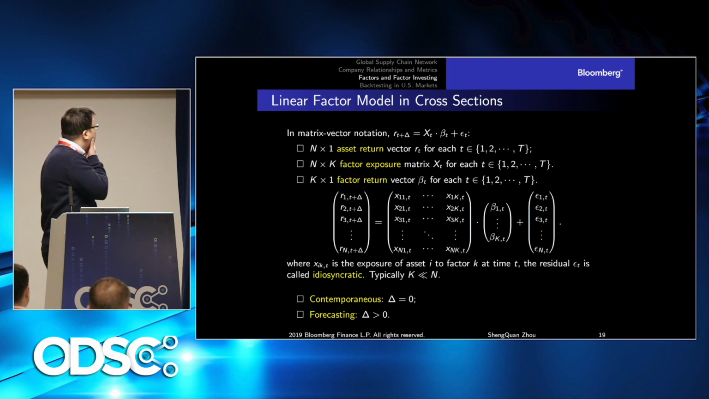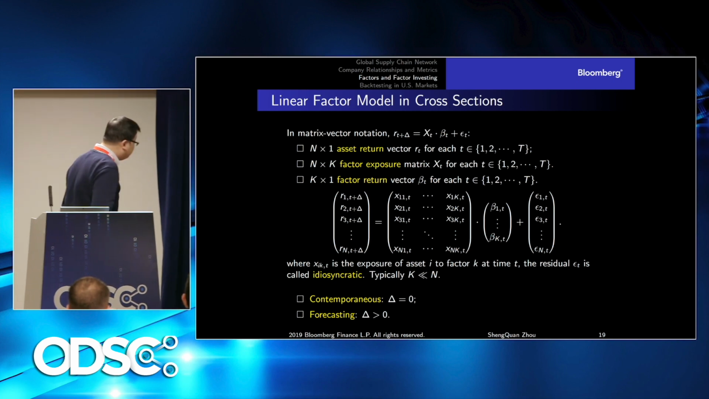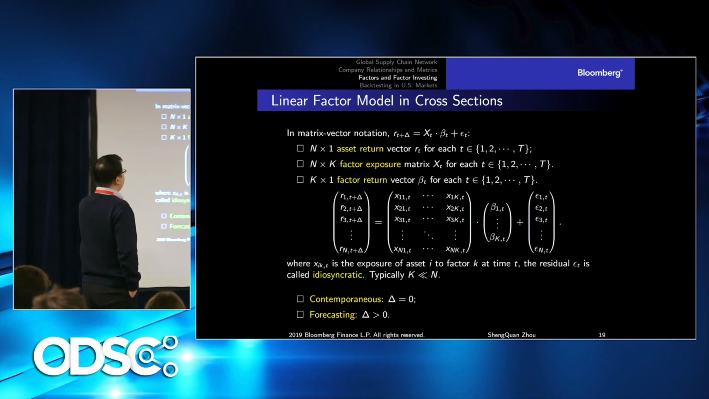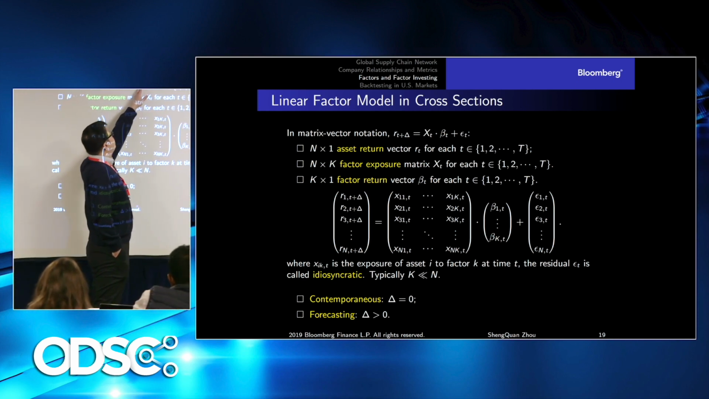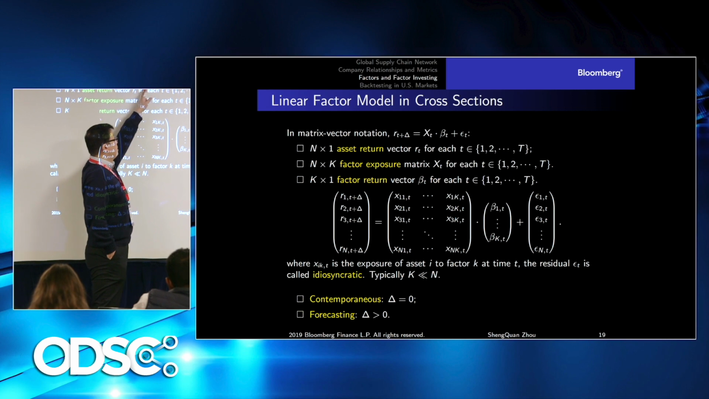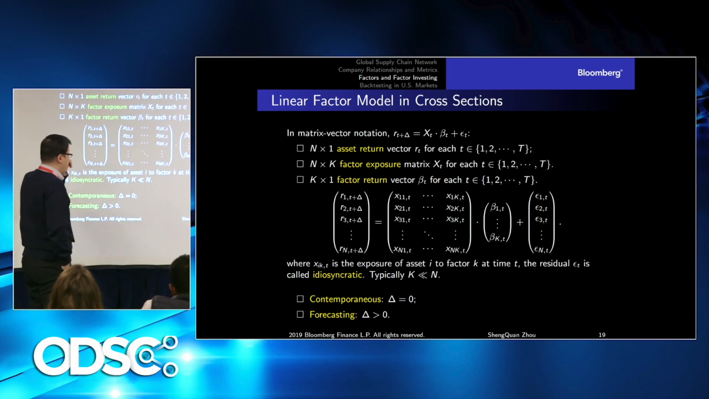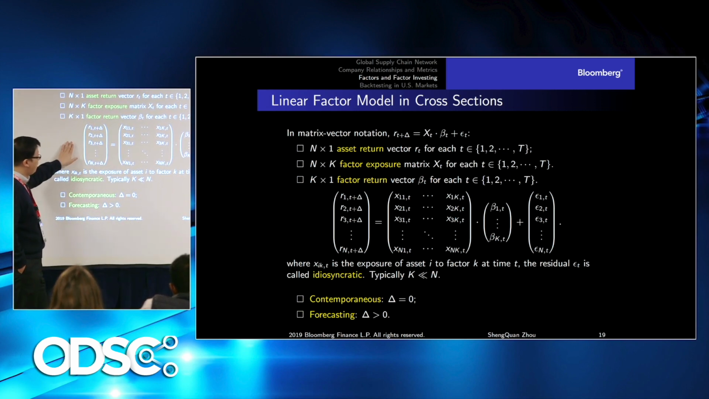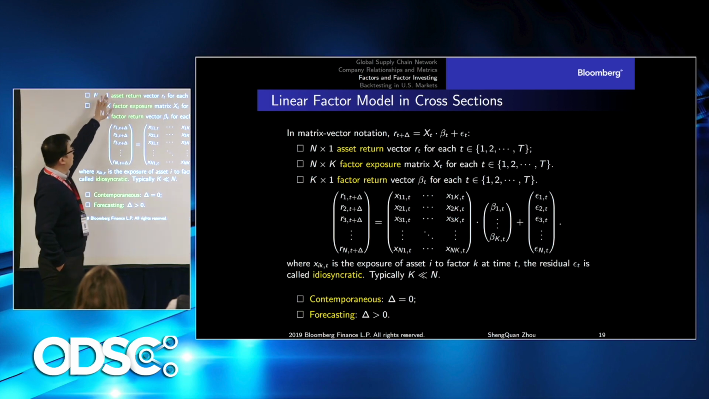So mathematically, we will use a linear factor model. The linear factor model will try to express the asset returns as a decomposition of a factor exposure matrix and factor returns. Let me explain it in a bit more detail. In matrix vector form, we write the relationship in this form.